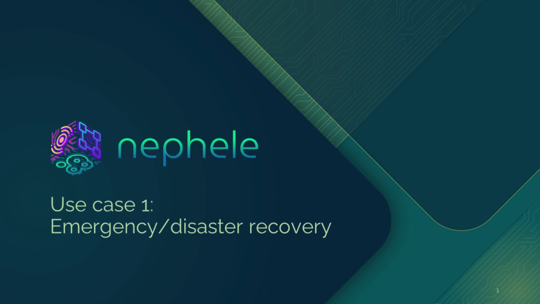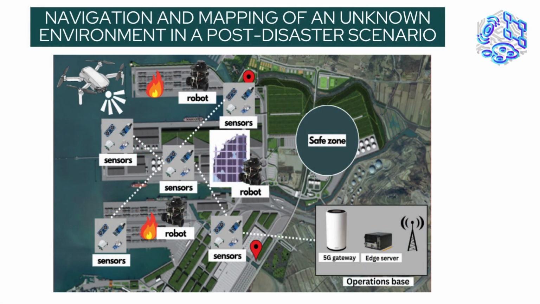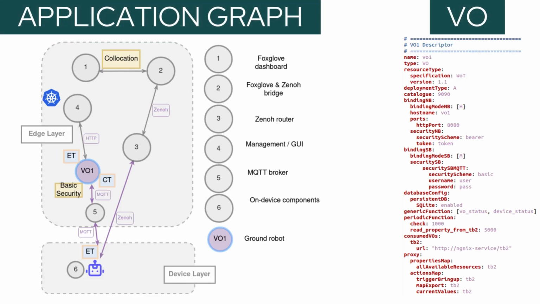This demo focuses on the use case 1 scenario to showcase the advantages of using the VO stack in complex robotic software implementations in emergency and disaster scenarios. More specifically, it shows a navigation and mapping solution in an unknown environment. The application graph includes multiple components being deployed as containers in a Kubernetes cluster.